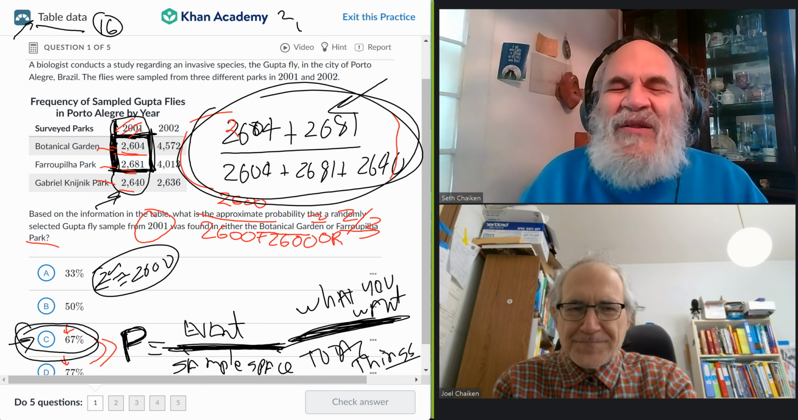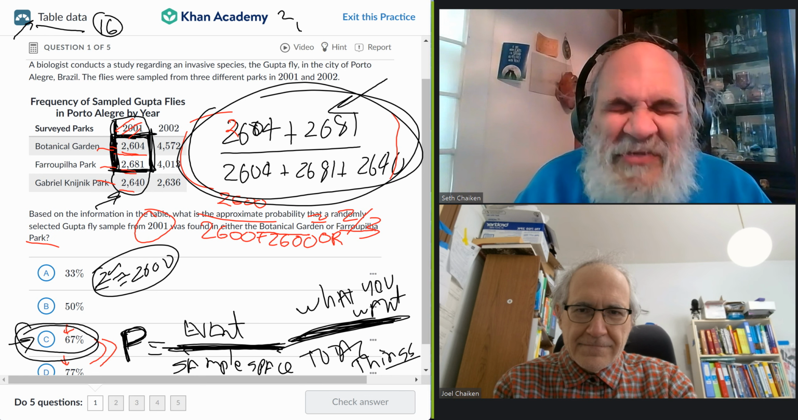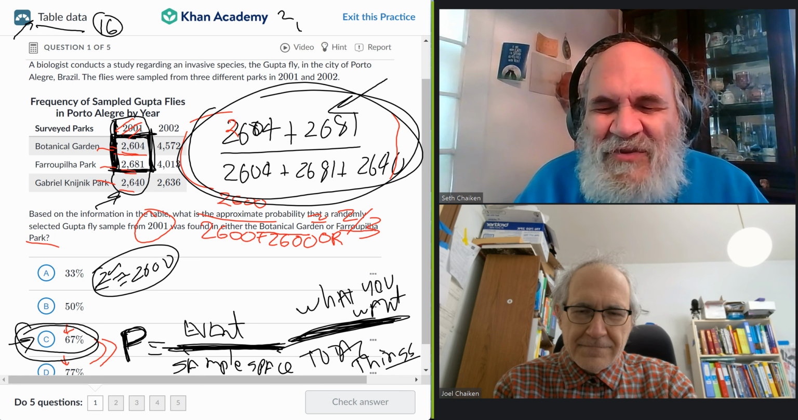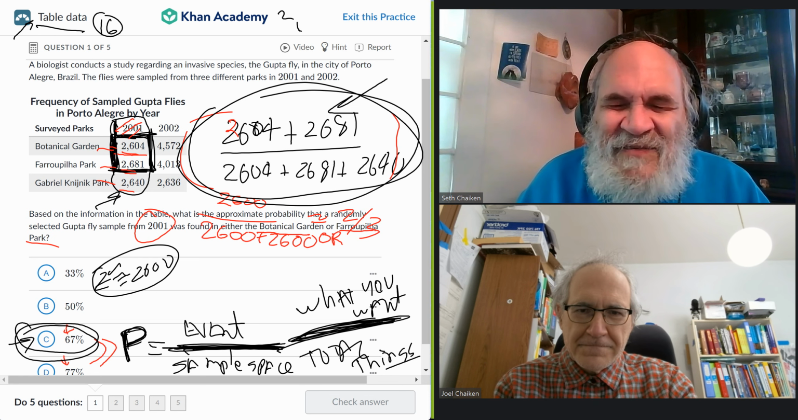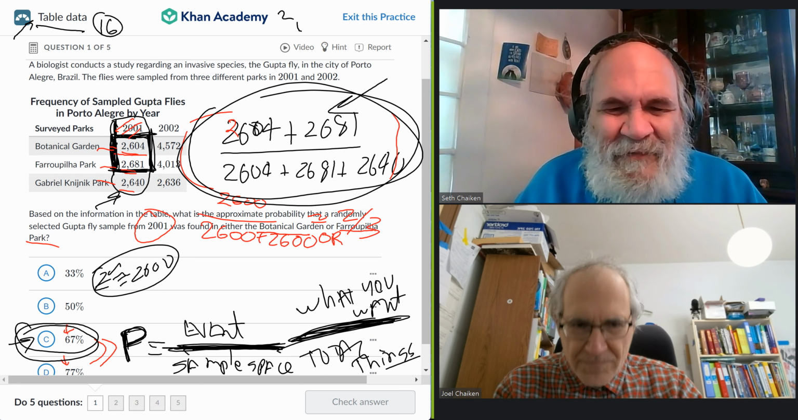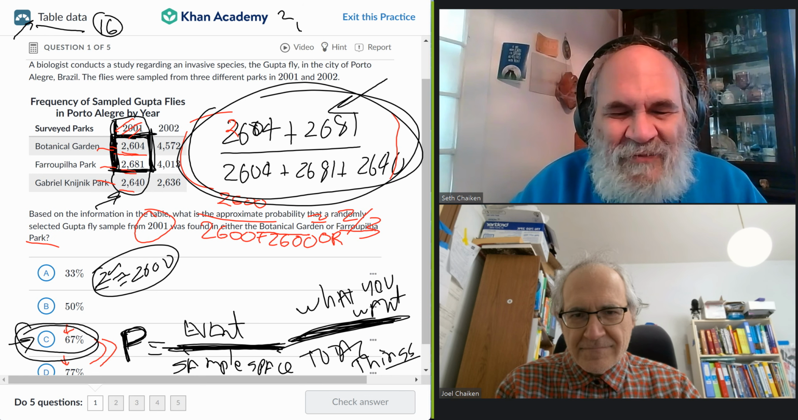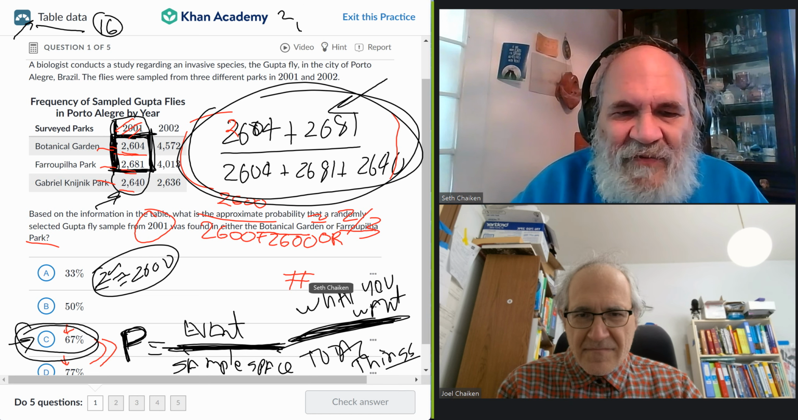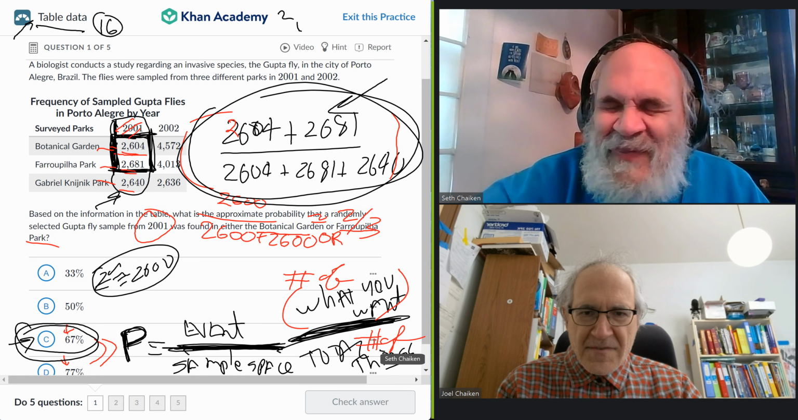Now, when all of the elements, the things that Joel talks about, have a distribution of equal probability, then the probability of an event is the number of things in the event divided by the number of things in the sample space, which is the number of what you want, and then the total number of things. So that's what we did.